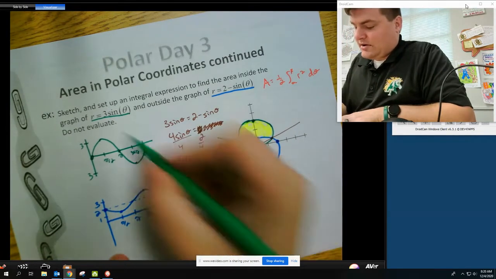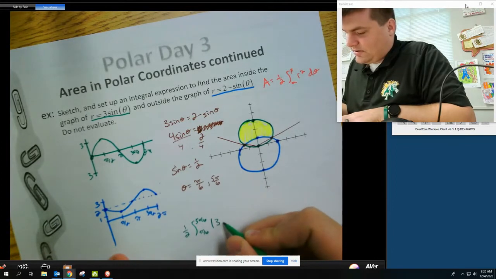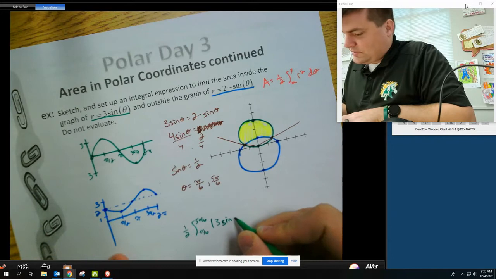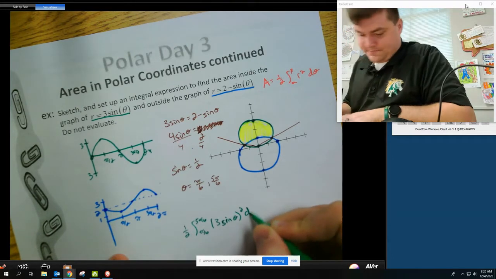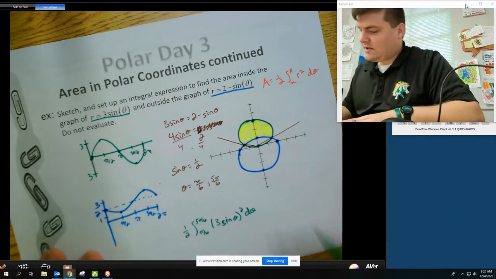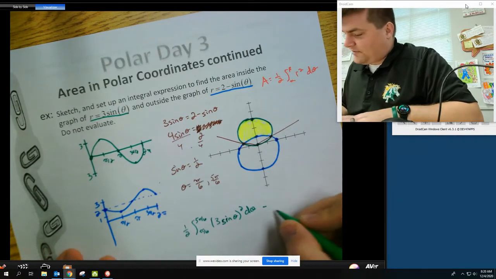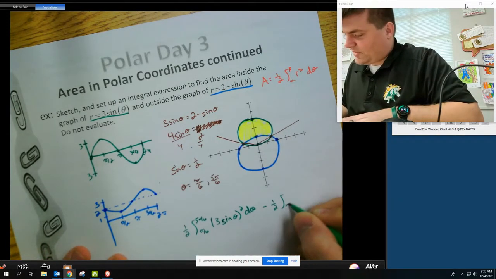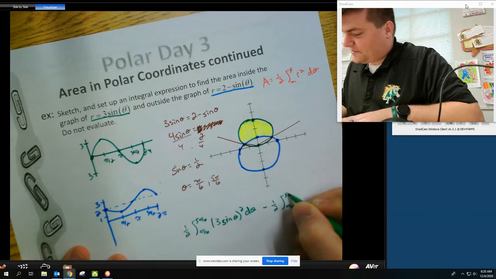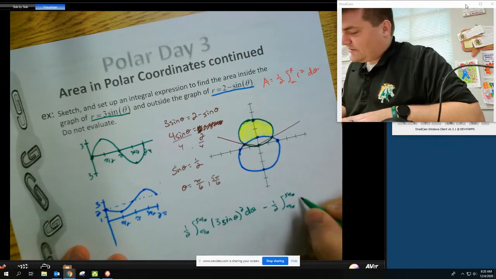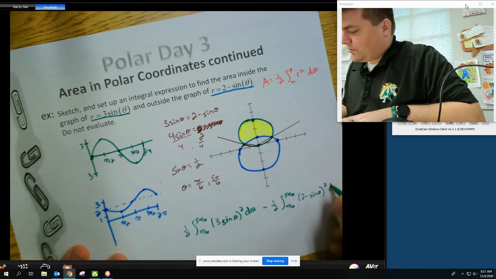So we're going to do 1/2 of pi over 6 to 5 pi over 6 of my green r value, that's going to be squared, and we're taking away the blue value. Pi over 6 to 5 pi over 6. 2 minus sine theta, and that's all going to be squared d theta.